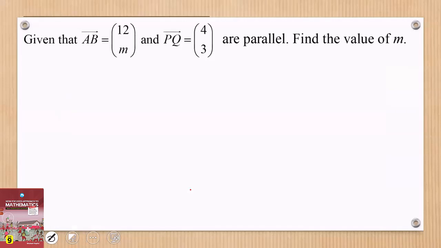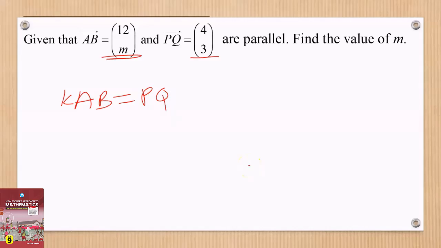Given the vector AB, this, and vector PQ, that, if we say they are parallel, find the value of M. This and this are parallel. If they are parallel, then it means that either AB is a scalar multiple of PQ, or the other way around.